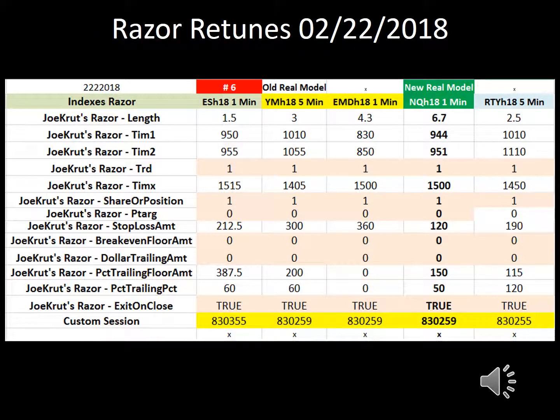Okay, here are the inputs on Razor. I personally am using Razor on a NASDAQ 1-minute chart. I like it because I like a small stop. That's the way I like to trade, especially in an IRA. The stop there is $120. Once you make $150, it's risking 50% of the profits, and it's out by basically 3 o'clock Chicago time. The time window is 9:44 Chicago to 9:51. That's when it takes the new trades, and the rest of the time it has a stop and a trail, and that's the story behind that one.